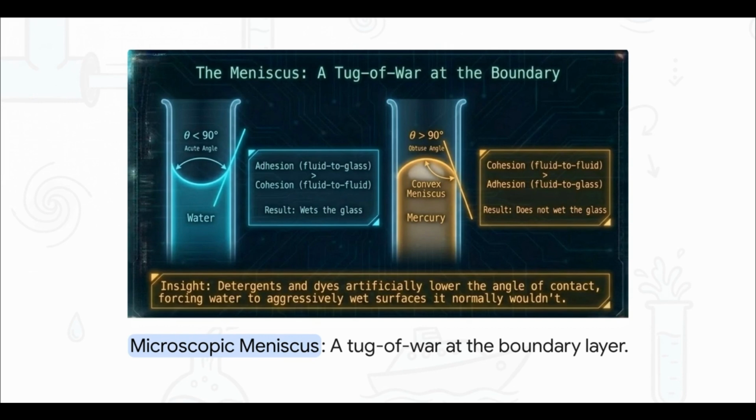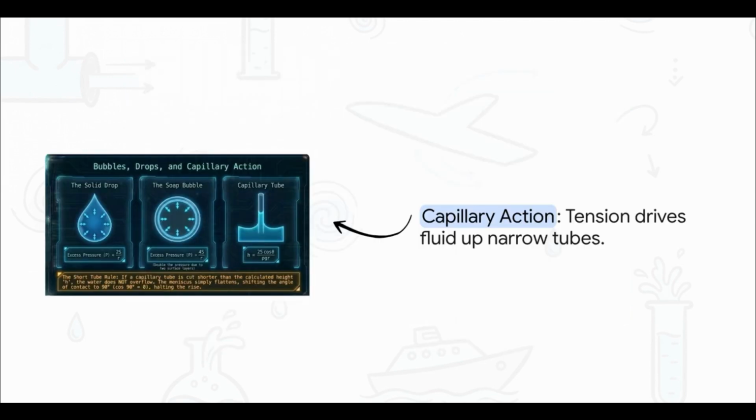But with mercury, its internal cohesion is vastly stronger than its adhesion to glass, so it pulls in on itself, creating a bulging, convex meniscus with an obtuse angle that doesn't wet the glass at all. As a fun side note, detergents intentionally lower this contact angle so water can aggressively wet and clean fabrics it normally wouldn't even penetrate. This same surface skin creates excess internal pressure, which explains why a hollow soap bubble actually has double the pressure of a solid water drop. It has 2 surface layers, inside and out.